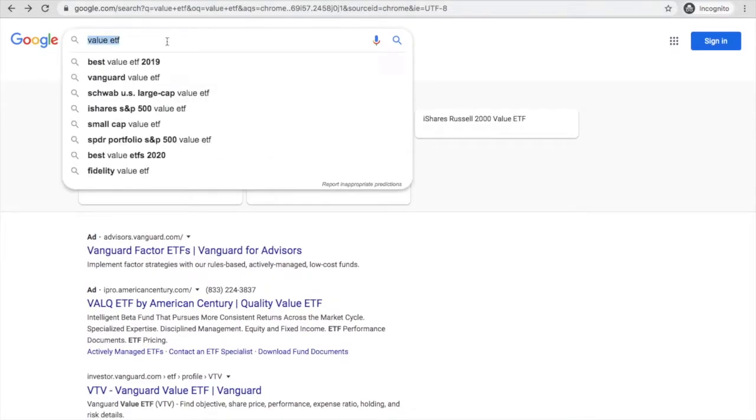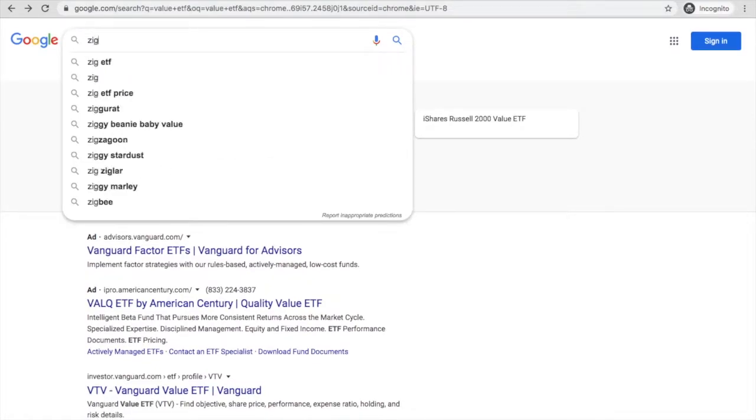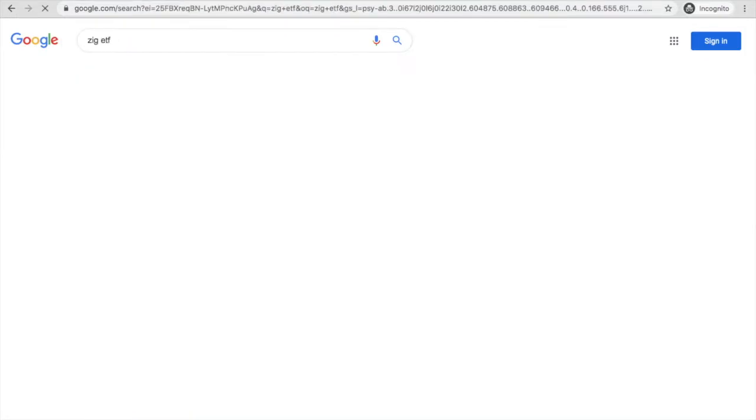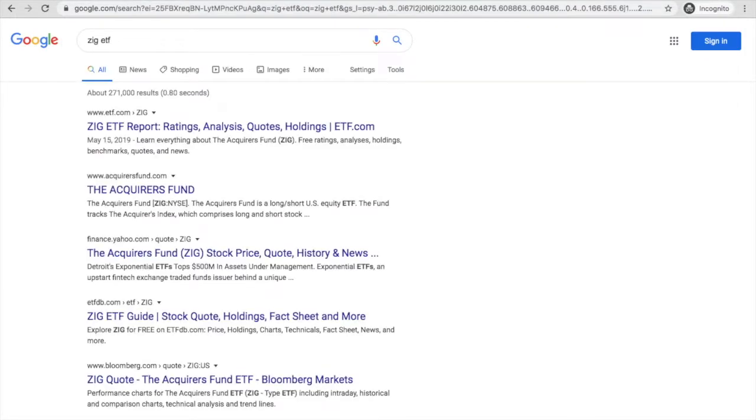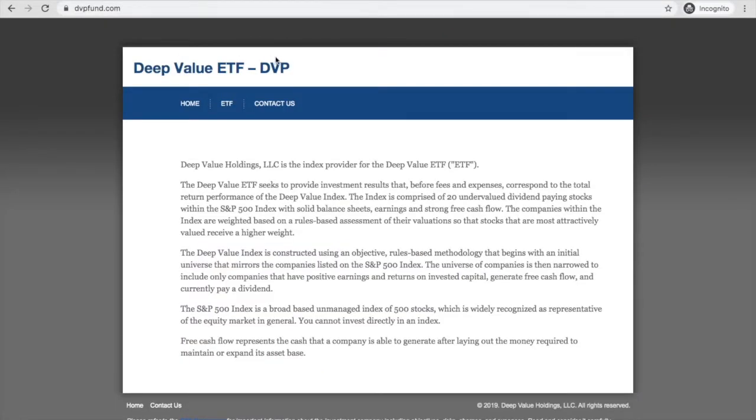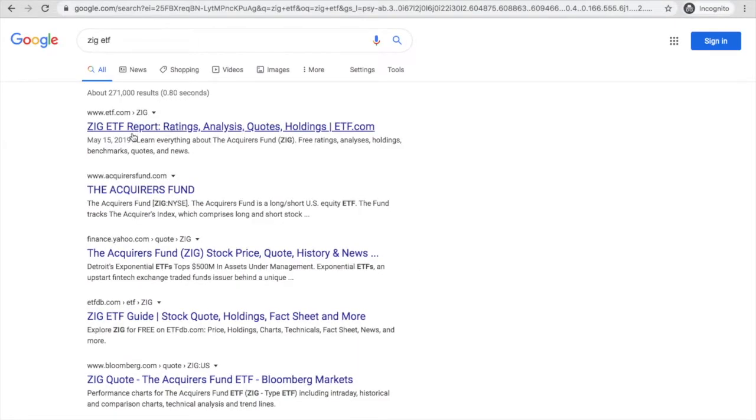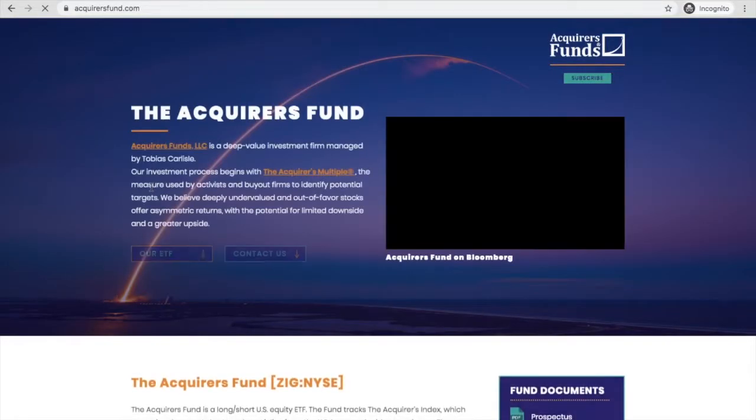My favorite two is the ZIG ETF. And there's another one called DVP right here, Deep Value ETF. So we can go to the website of the ETF. And the great thing about these is they list all the holdings.